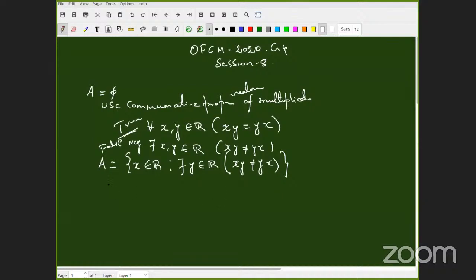So why is this empty? All of you think about this. We have written something, but we have to make sure this is empty. That's where our negation will come to help. Do all of you understand this is an empty set? Why?